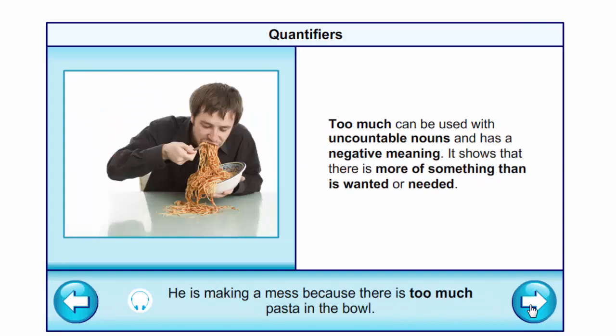Too much can be used with uncountable nouns and has a negative meaning. It shows that there is more of something than is wanted or needed. He is making a mess because there is too much pasta in the bowl.